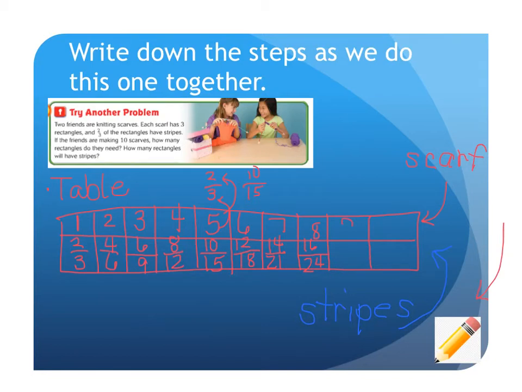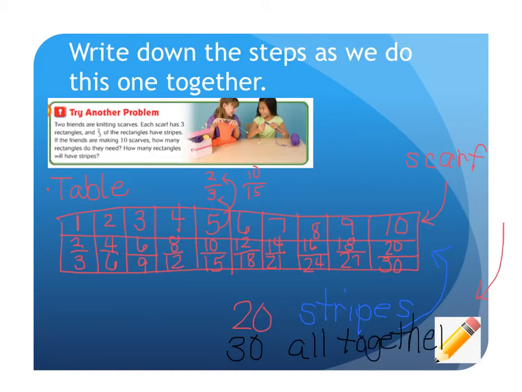If I'm making 9 scarves, 9 times 2 is 18. And 9 times 3 is 27. So 18 will be striped, and 27 total. If I'm making 10, I could say 10 times 2 is 20. 10 times 3 is 30. So they will need 20 with stripes, and they will need 30 altogether.